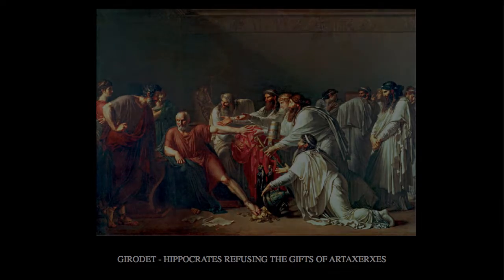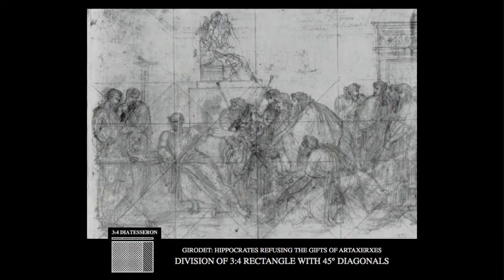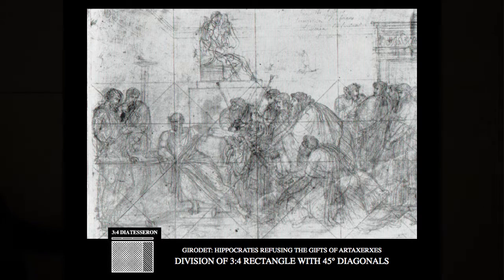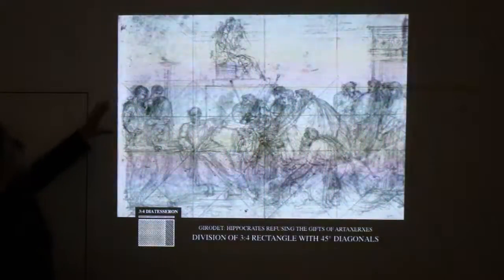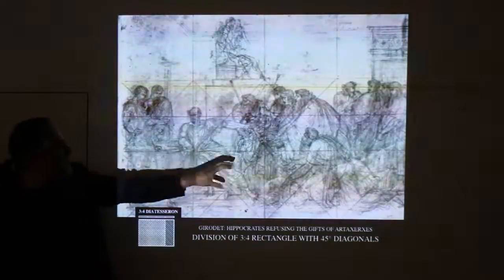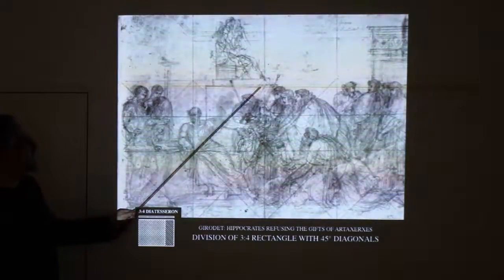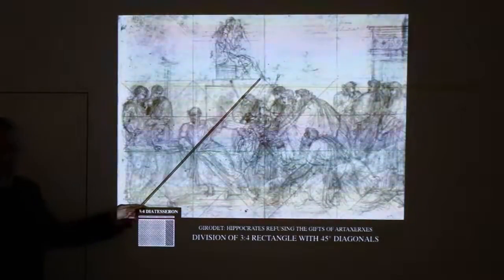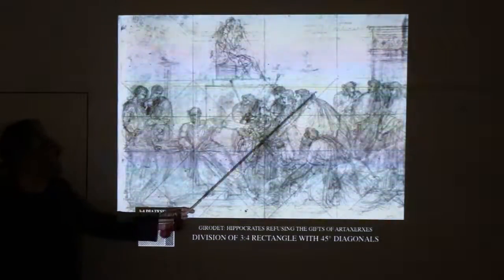Now we're fortunate that in this case we do have the underdrawing to this painting with the lines intact. And in this case, Girodet is clearly using a 3x4 rectangle. He's thinking in terms of classical harmony. So 1, 2, 3, 1, 2, 3, 4, and then he draws his diagonals. Remember, we talked about this, not 60-degree, but 45-degree diagonals, because only 45-degree diagonals fit within squares.